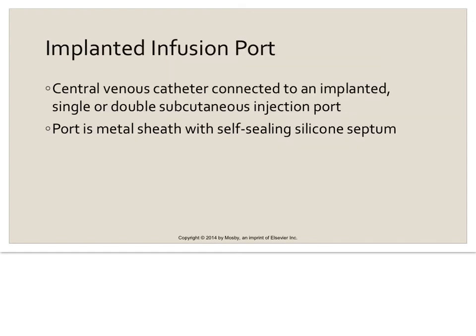Okay, so we're going to move on to the last type of device, and that's called an implanted infusion port. Just going back a couple minutes, on page 310, there's an excellent chart that outlines why people might need central catheters. And then on page 311, there is a table that compares the different types of devices that we've talked about that you guys can refer to.